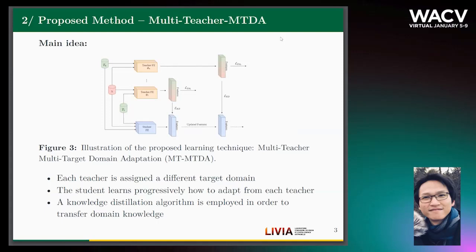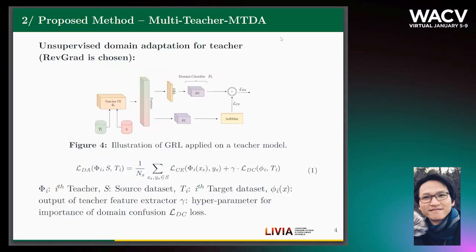As you can see, each teacher is assigned a different target domain, and the teacher gradually teaches the student how to adapt to a new target domain. And a knowledge distillation technique is employed in order to transfer the domain knowledge between the teacher and the student. For the unsupervised domain adaptation for the teacher, we choose to use GraphGrad, which takes advantage of the gradient reversal layer. However, any technique can be used instead of GraphGrad.